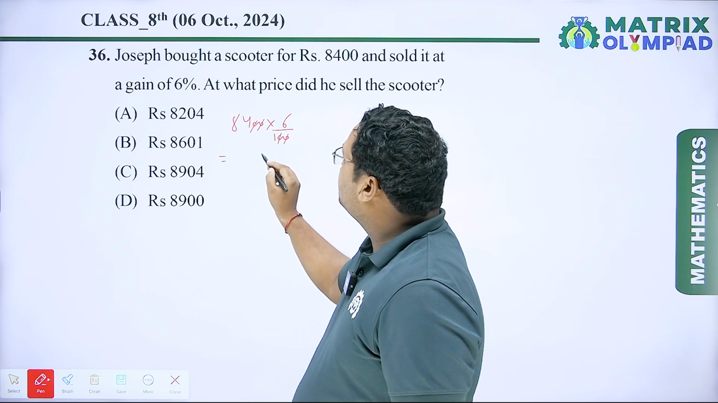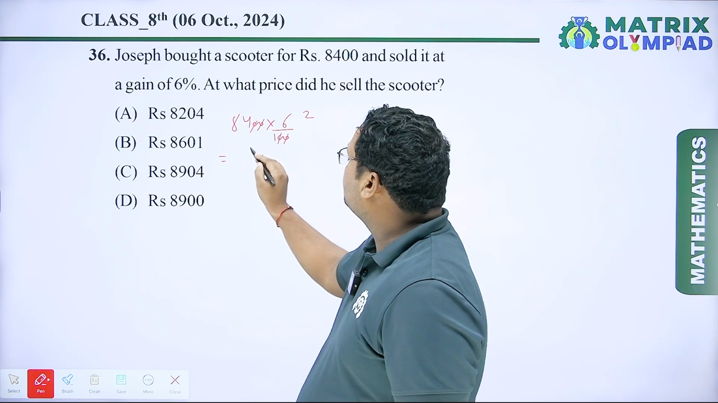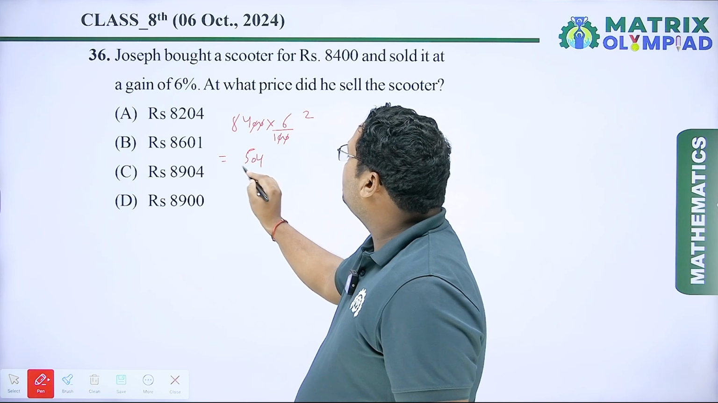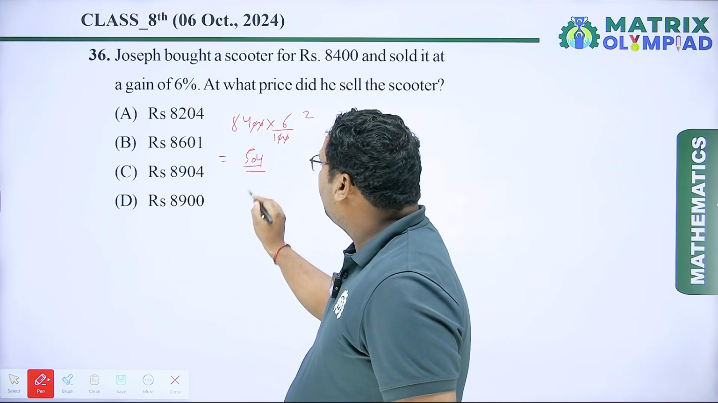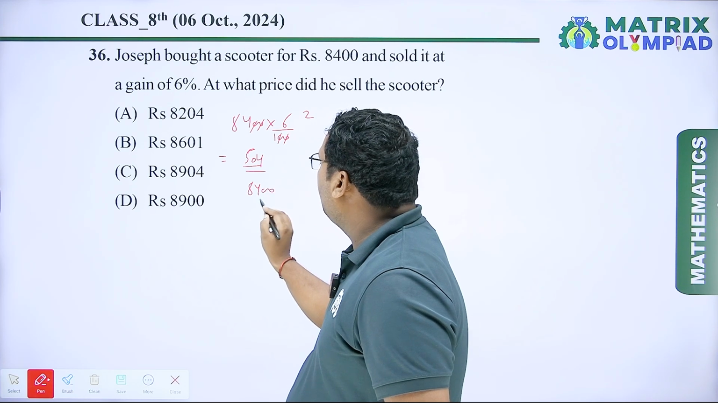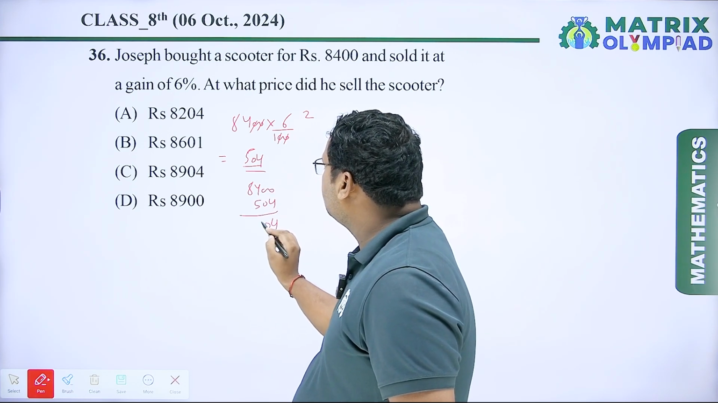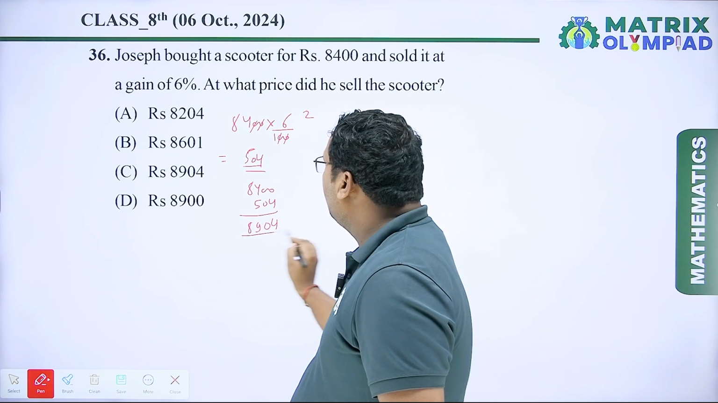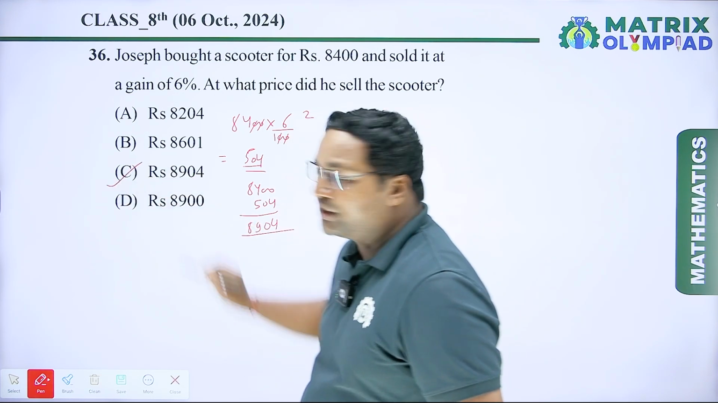So 84 into 6 is 6 4s are 24, carry 2, 6 8s are 48, 48 plus 2 is 50. So it is 504. So the selling price is 8,400 plus 504. So we will get 8,904. So the sold price is 8,904. So the correct option is C.